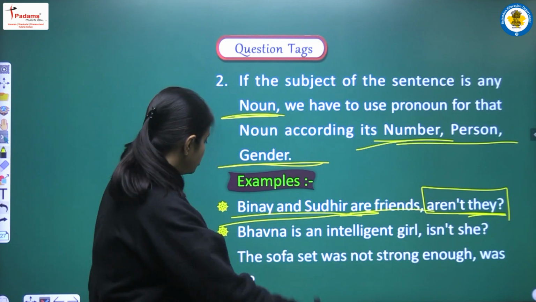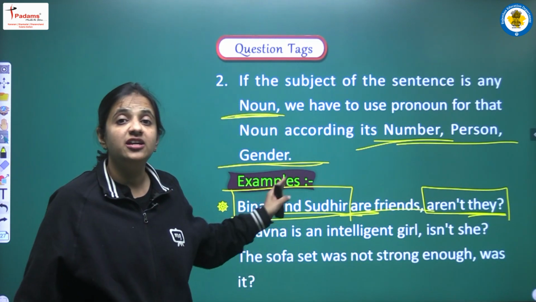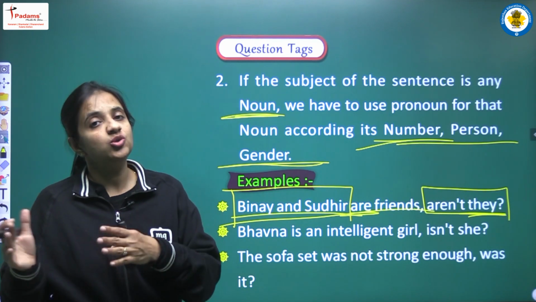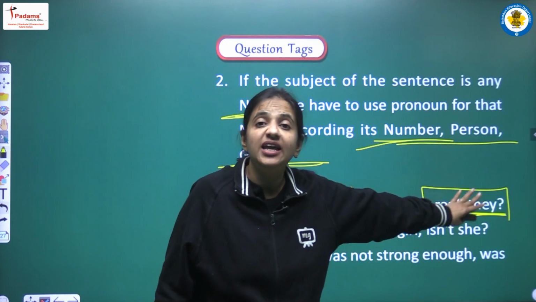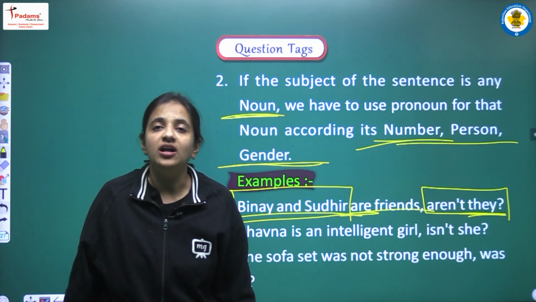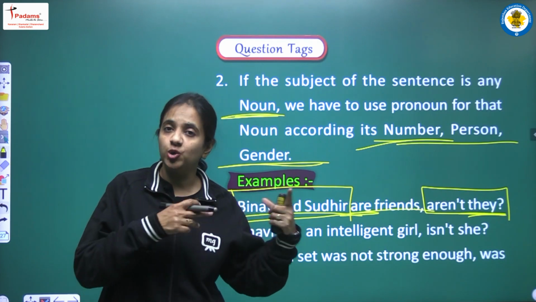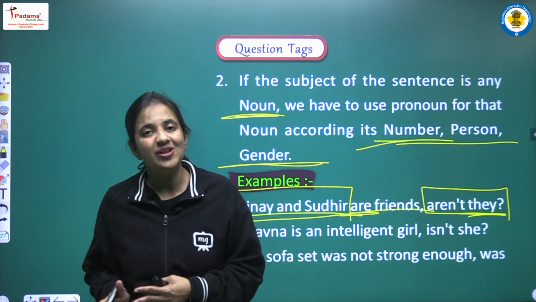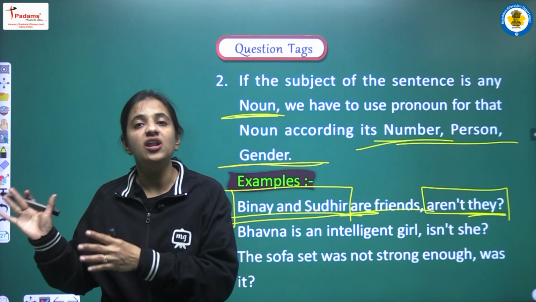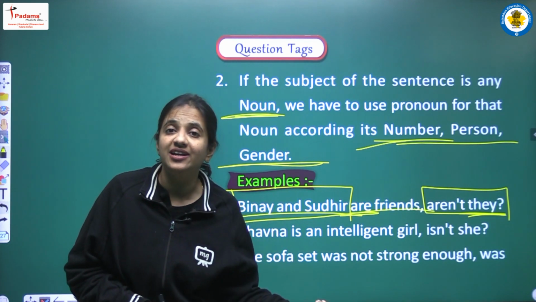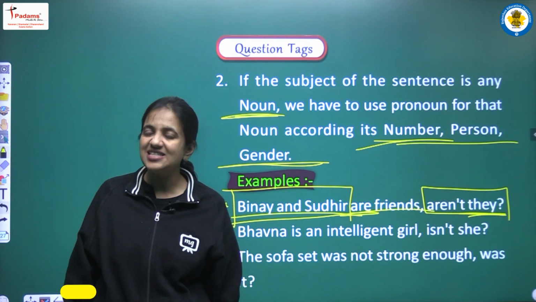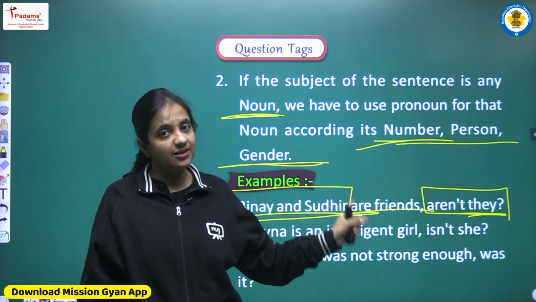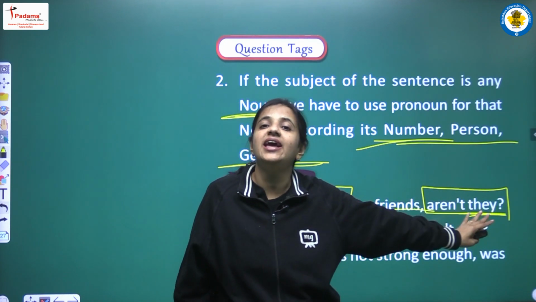Why are we using they? Because what is the subject? The subject is Binay and Sudhir, so we have a plural subject here. When we have any plural noun, for that plural noun we have to use they. I hope it is clear to you all. All the masculine singular ones will be converted into he. All the feminine singular ones will be converted into she. All the plurals will be converted into they. And all the non-living things will be converted into it. In this manner you have to do the changes, and in this manner you can convert nouns into pronouns. So here we have plurals as a subject, so for a plural noun we write they as a pronoun.